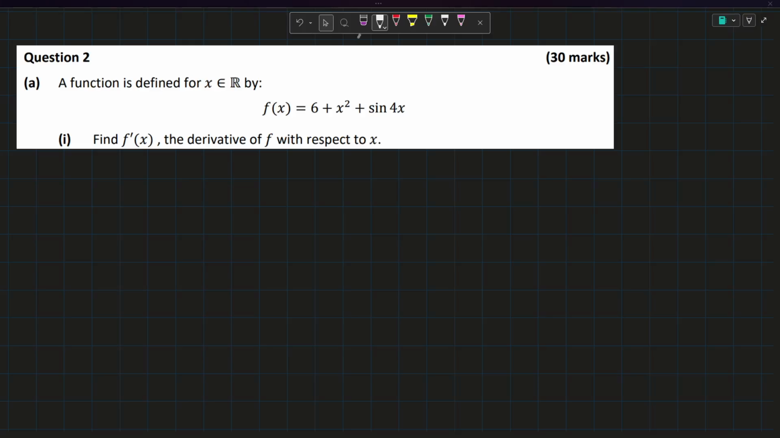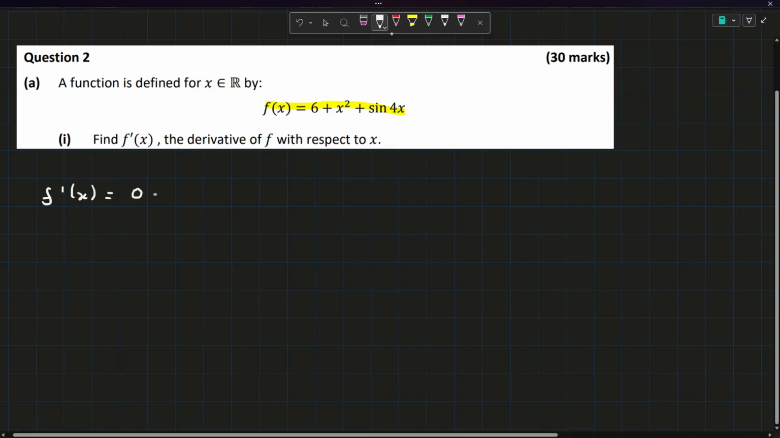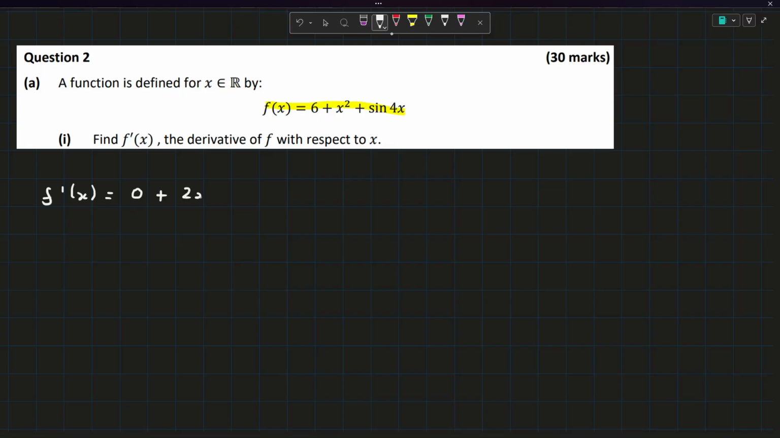So this is a 2025 paper 1 question 2, and we're given this function and we're asked to differentiate it. So basically, f prime of x will be equal to, and when we're adding a bunch of things together, we just differentiate each one individually. So the derivative of 6 is just 0, because it's a constant, it doesn't depend on x, it doesn't change at all. The derivative of x squared is 2x.